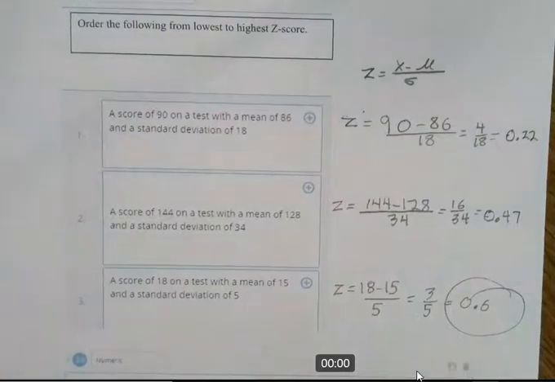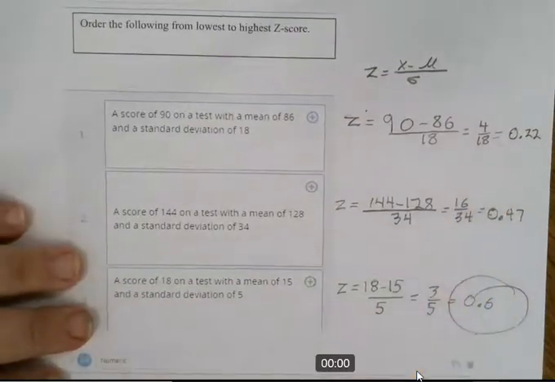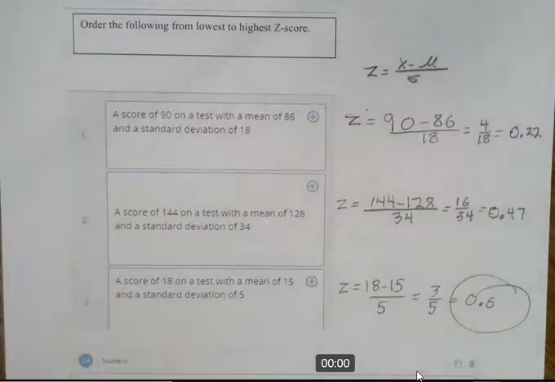Okay, yeah, it looks like a couple of them were the same as the one done in the instructional. And there it is, the one with the highest number. 0.6 is greater than either of these two, so that's the greatest number of standard deviations above the mean. So that would be the highest z-score.